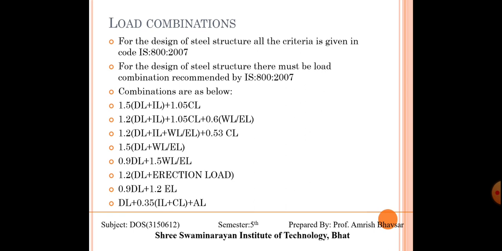1.2 dead load plus erection load. Here another load is erection load. Now what is erection? A steel structure is made up of steel members, and for lifting those members we must use different cranes and jacks. So for the erection of this structure we have to take erection load as an additional load. Next, 0.9 dead load plus 1.2 erection load, and dead load plus 0.35 imposed load plus crane load.